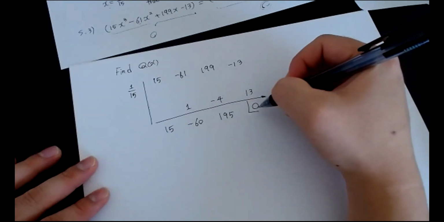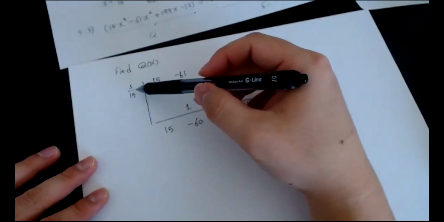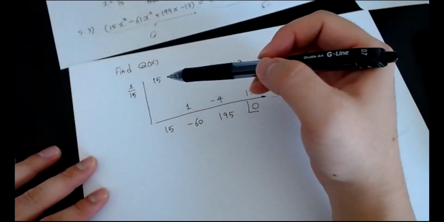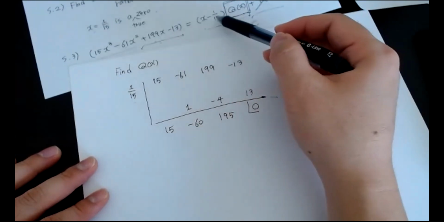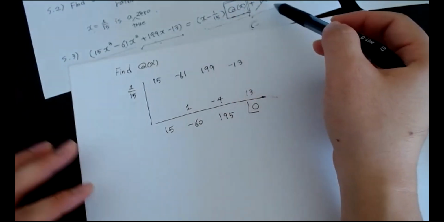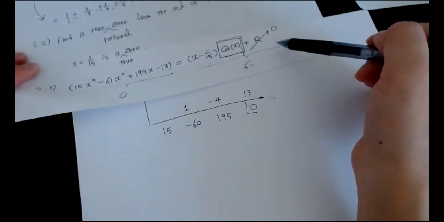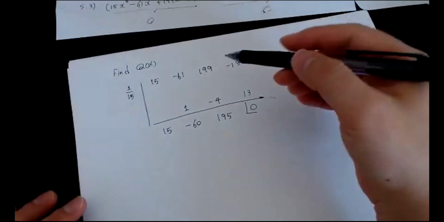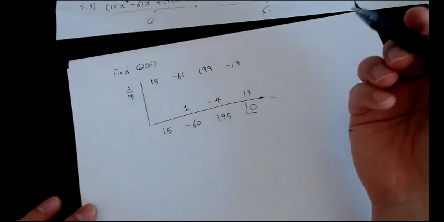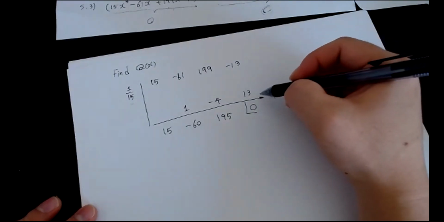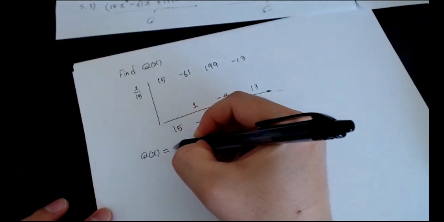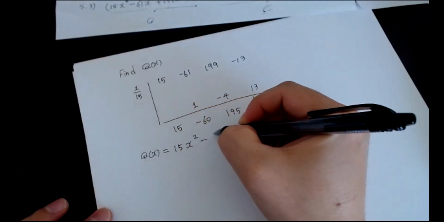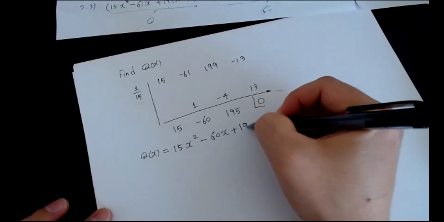Yeah, it should get 0, because 1/15 is a zero. So it means that when you divide this polynomial by x minus 1/15, the remainder must be 0. I told you, okay? So if you don't get 0, that means you got something wrong. So then q of x is going to be what? 15x squared minus 60x plus 195.